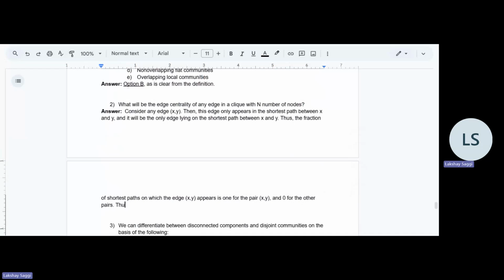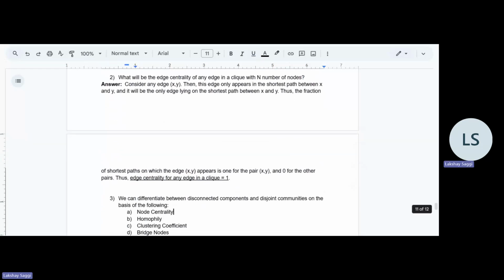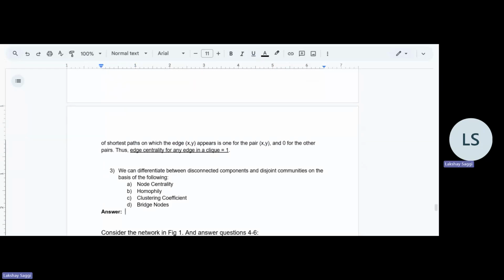So thus the edge centrality for any edge in a clique is just equal to 1. So yeah, I hope this makes sense. And now we can move on to the next question.